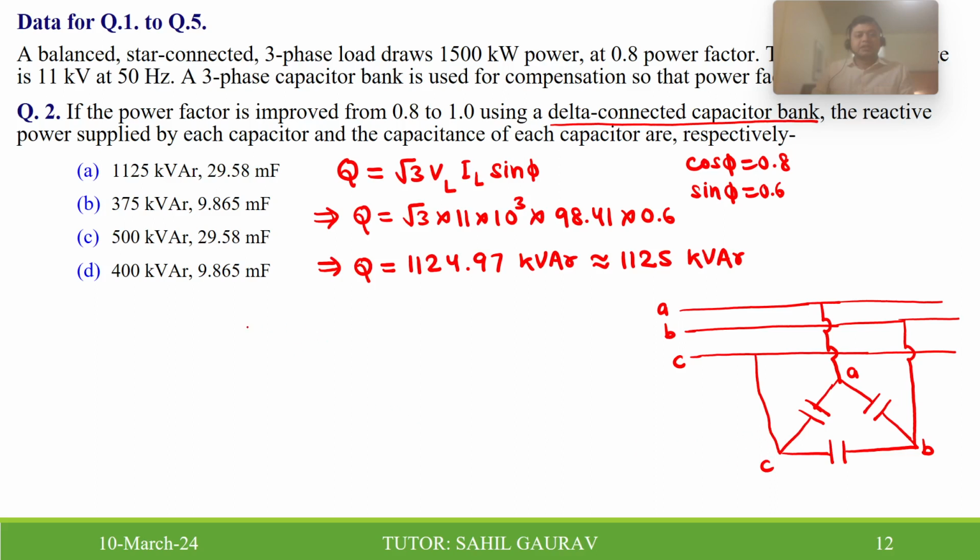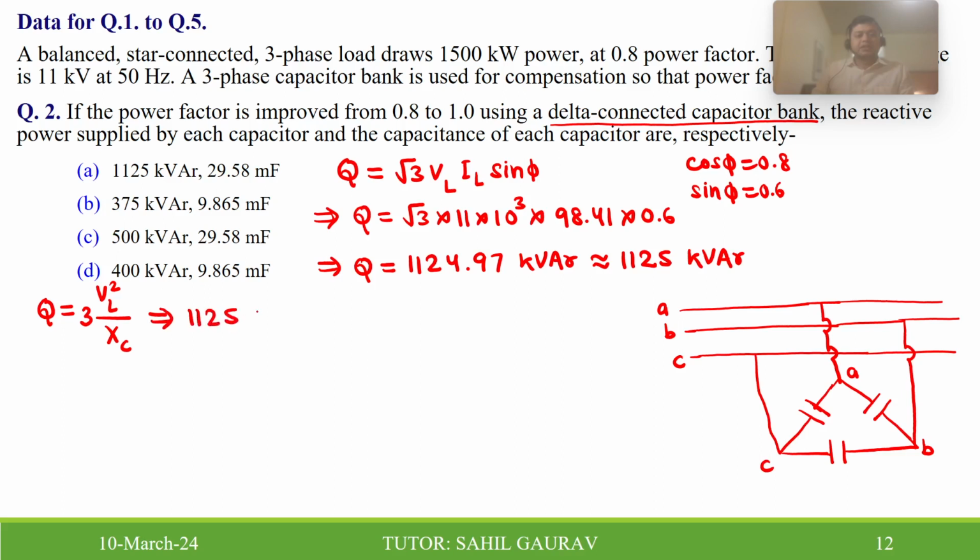So we can write Q equal to 3 into VL square by XC. So this is total reactive power. Each capacitor is supplying VL square divided by XC reactive power. So it will be multiplied with 3 to get the total reactive power supplied by this delta connected capacitor bank.